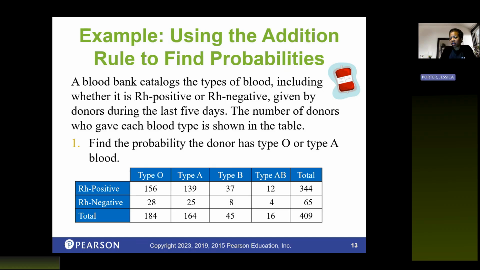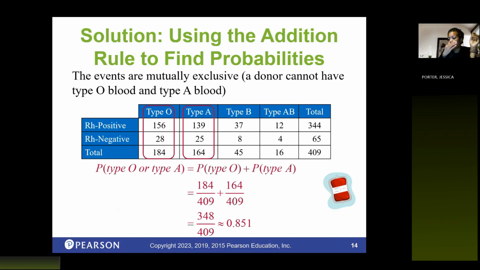Okay. You're right. They are mutually exclusive. So that means we're going to add up their probabilities separately. So we would have 184 divided by 409 plus 164 divided by 409. Because the two are exclusive. You can't be O and A at the same time. Does that make sense how we did that?